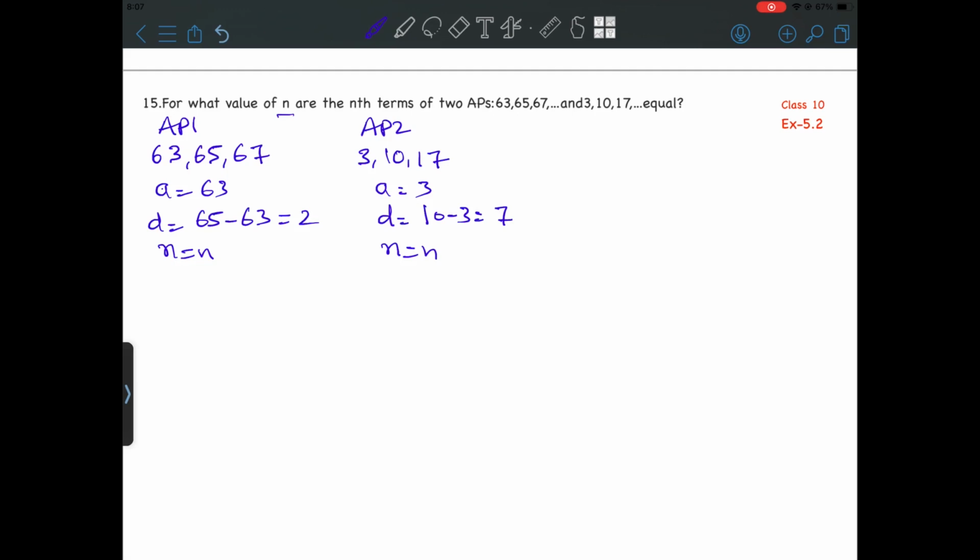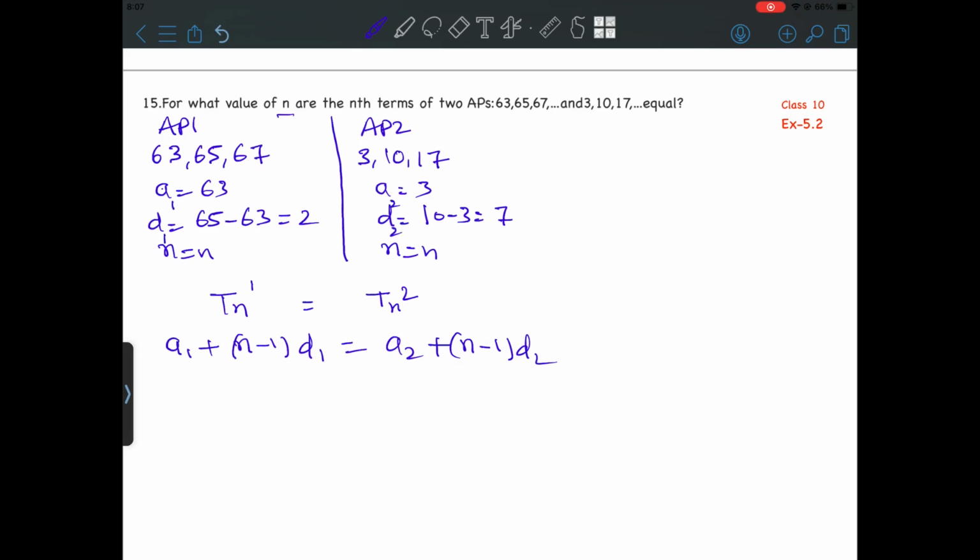So now we have to basically see for what value the Tn of both are the same, right? So we can say that the Tn of first AP is equal to Tn of second AP, right? So let's equate them. For first AP, that is A1 plus n minus 1 d1 is equal to a2 plus n minus 1 d2. So a1 means this term a1, d1, a2 and d2, right? So now let's put the values here. A for first AP is 63 plus n minus 1, value of D is 2, is equal to A2 for AP2 is 3, so 3 plus n minus 1 and D is 7, right?